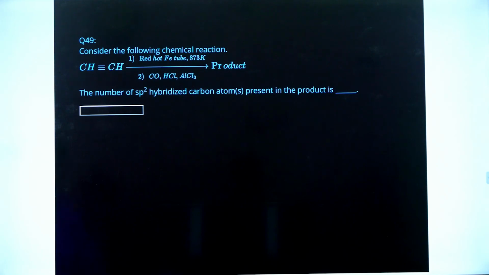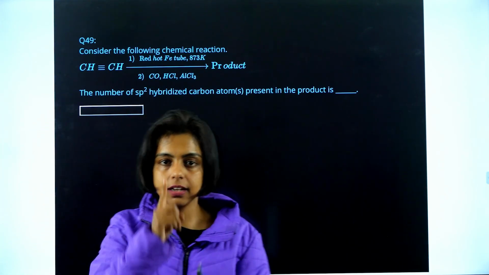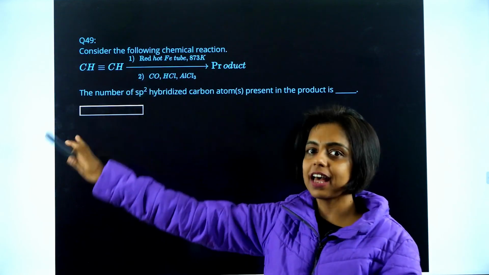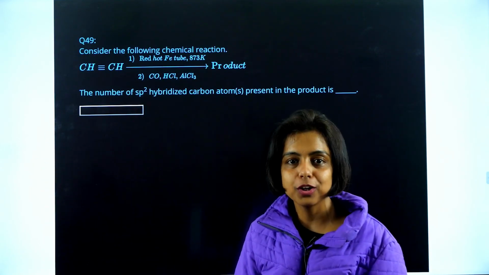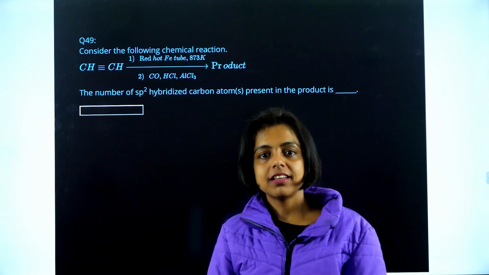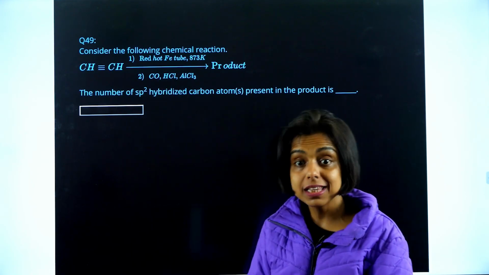Next question, a very common reaction. I am sure you must have done this in hydrocarbons, 11th class NCERT. Acetylene, red hot iron tube. Whenever you see acetylene with a red hot iron tube, benzene will be formed. So in the first reaction, trimerization happens and benzene will be formed.